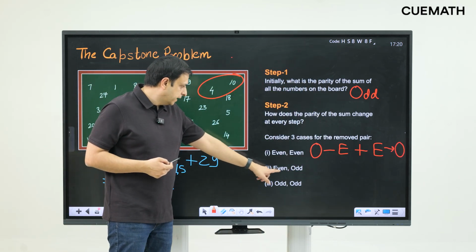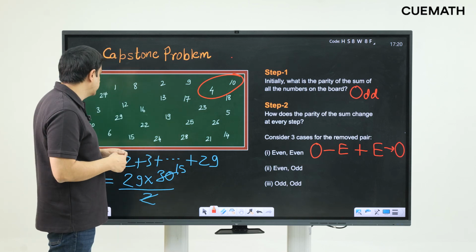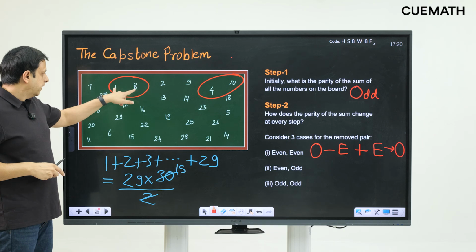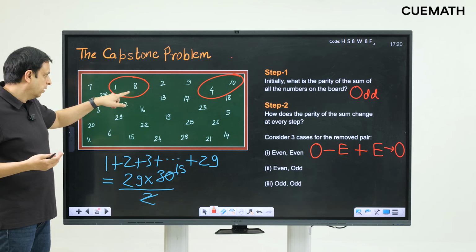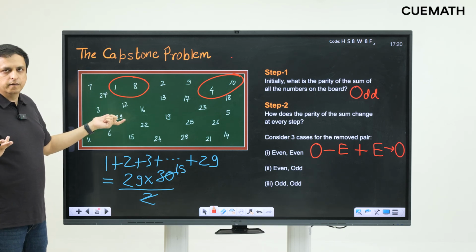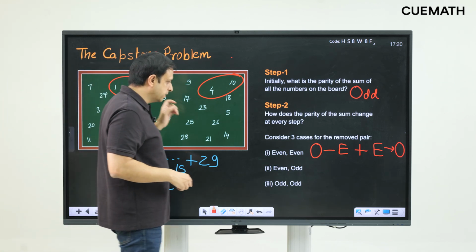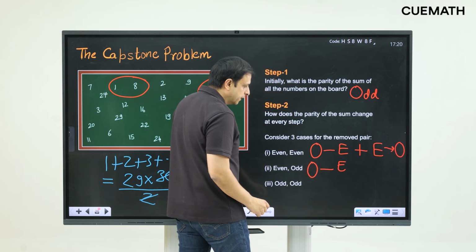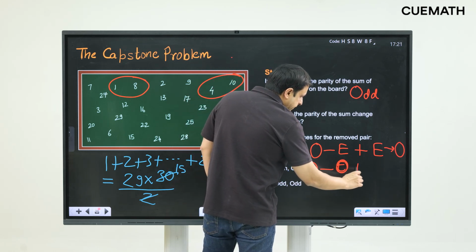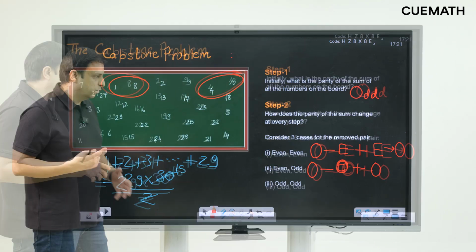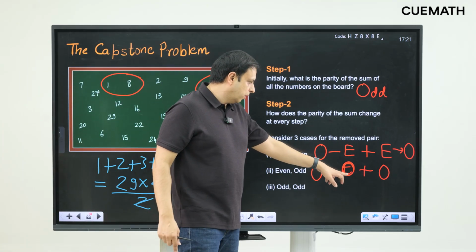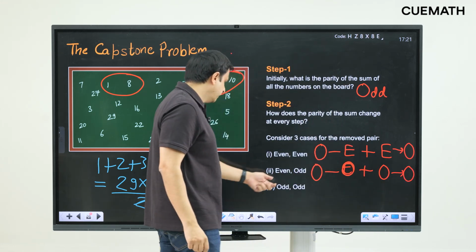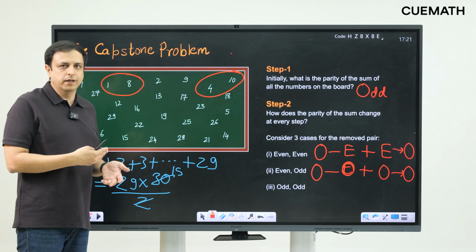Similarly, if you take an even and odd number as the pair, let's take 1 and 8 as the pair to replace. The sum of 1 and 8 is 9, which is odd, and the positive difference is 7, which is also odd. So from an original odd parity, you are subtracting something of odd parity, and then you're adding something of odd parity. From odd, you're subtracting odd, that gives you even, and then you add odd again, so you get odd again. Even in this case, the parity of the sum will stay odd.